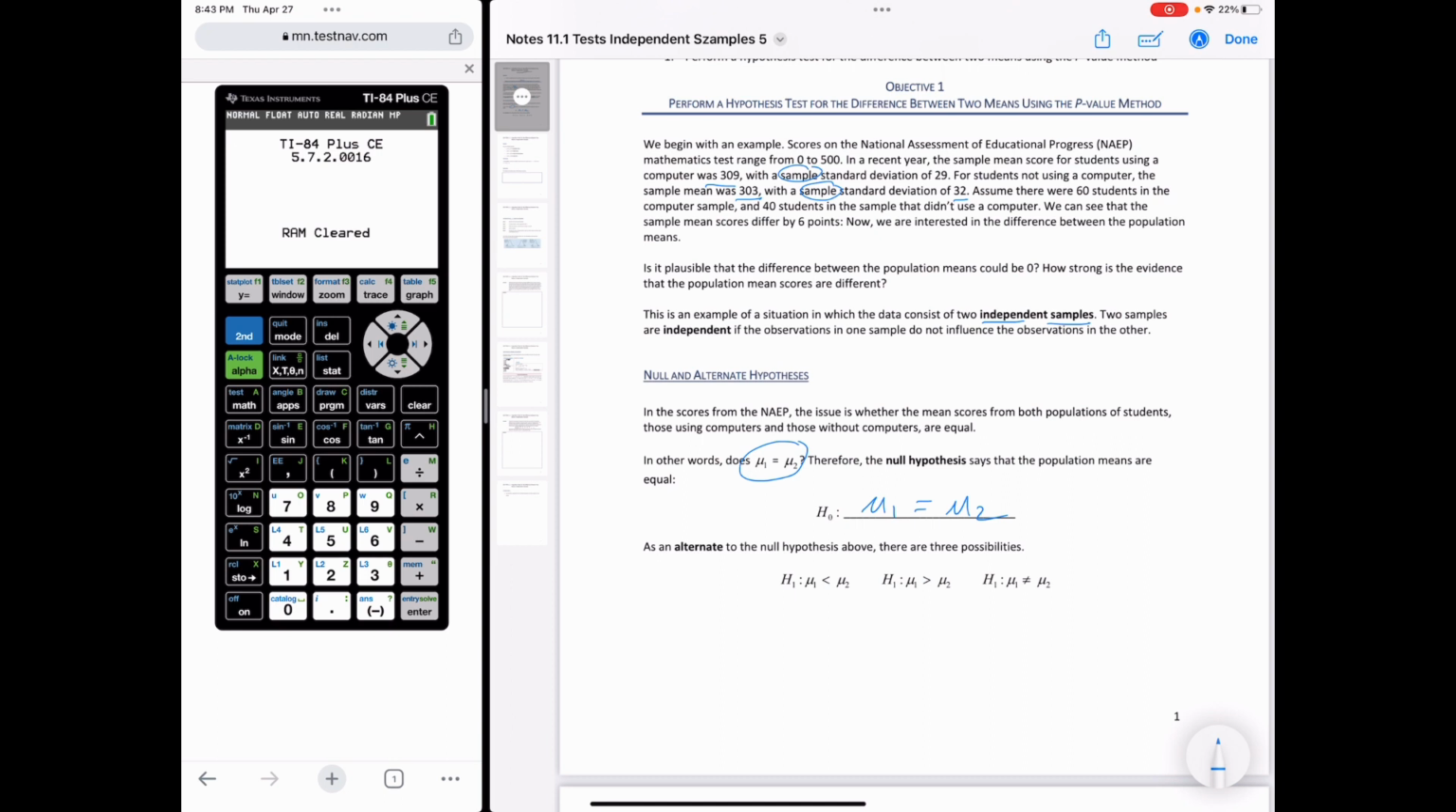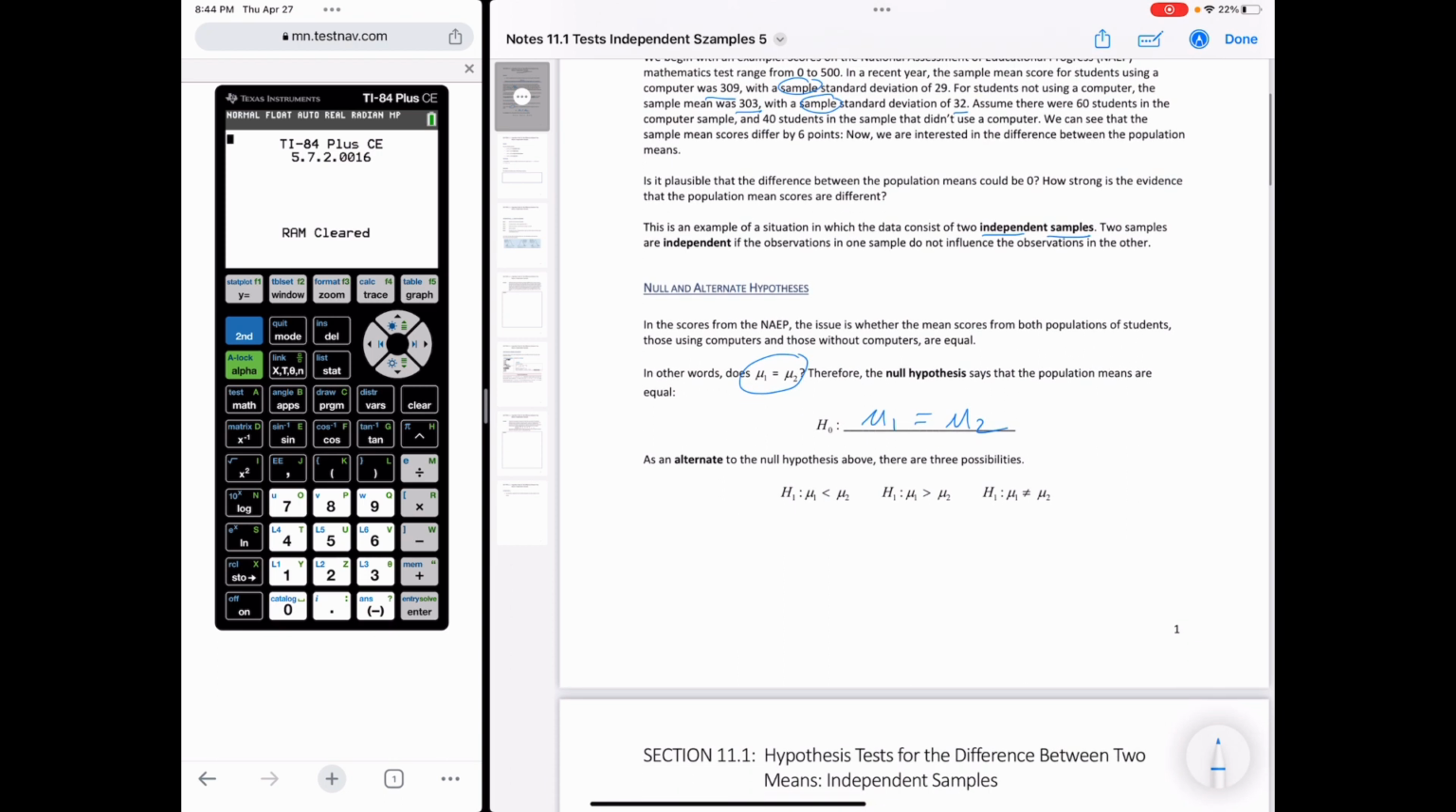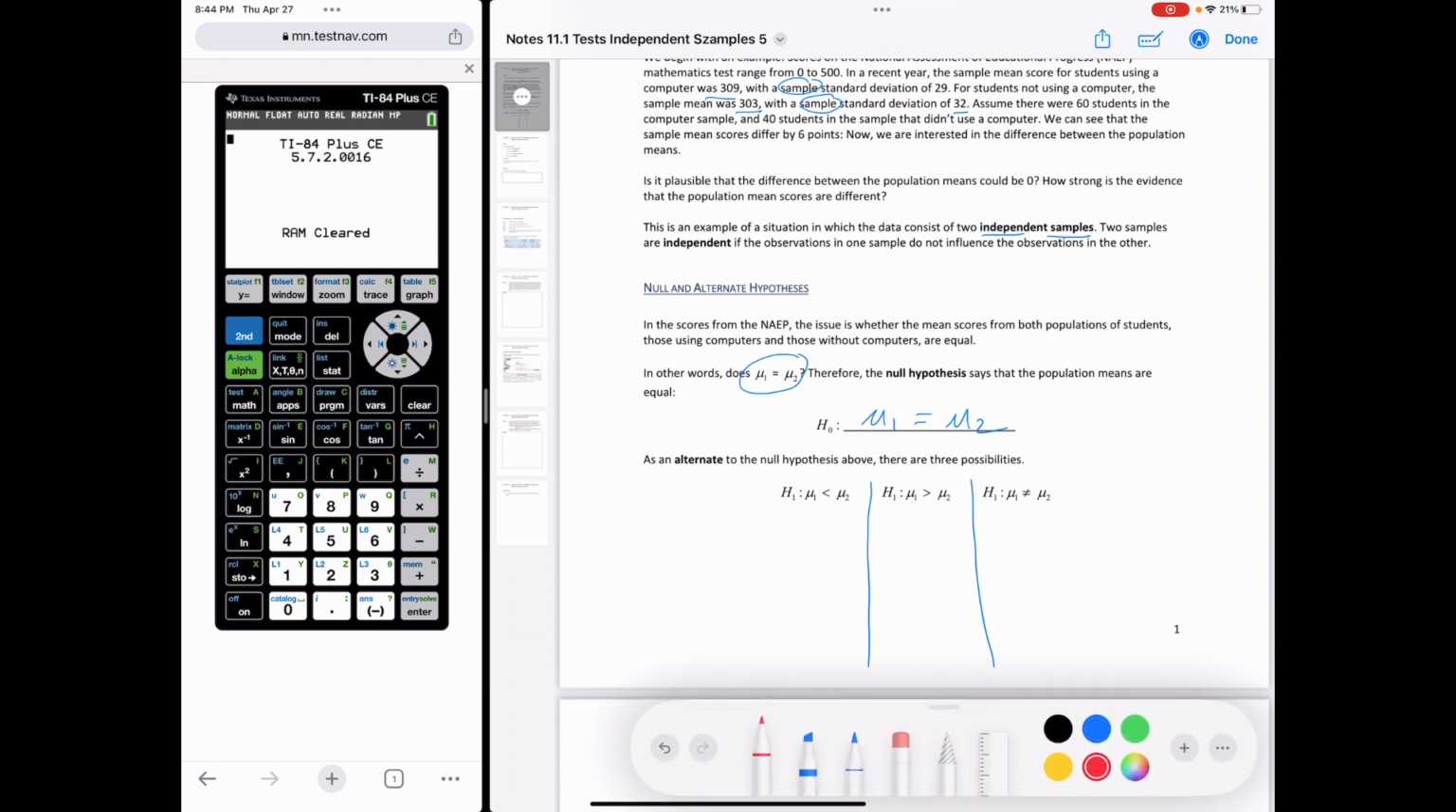And for your alternate hypothesis, you have 3 possibilities. Looking at that first one, I could say that mu1 is less than mu2. The true population of computer people are going to have a lower average than non-computer. Or I could say mu1 is greater than mu2. That would indicate the computer was higher. Or I could simply say that they're not equal. The way these are written is what Alex will do.